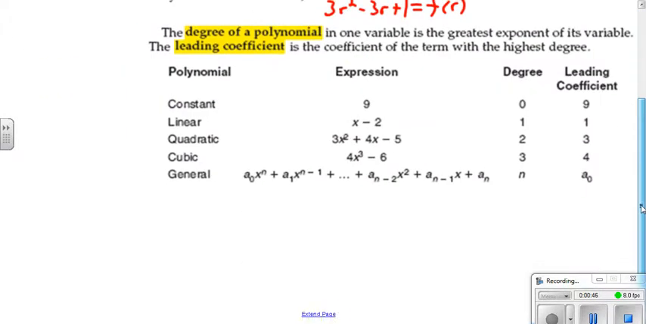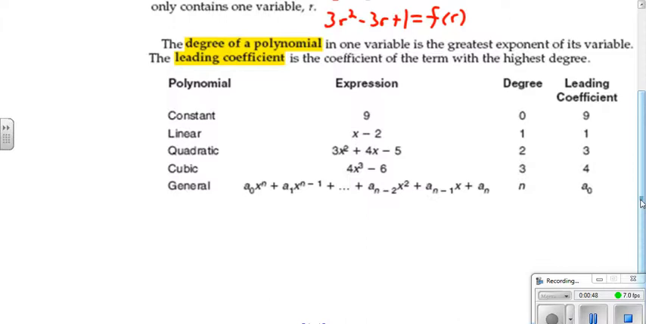Now, looking back specifically just at polynomials, the degree of a polynomial in one variable is the greatest exponent of its variable. So we just find wherever we have a variable and we find the powers of that, and the highest power is known as the degree of that polynomial. The leading coefficient of the polynomial is the coefficient of that term that has the highest degree. So I'll go through and show you what that looks like, given some examples.